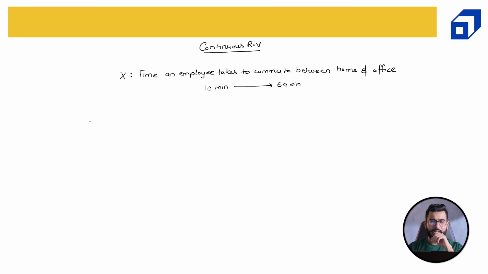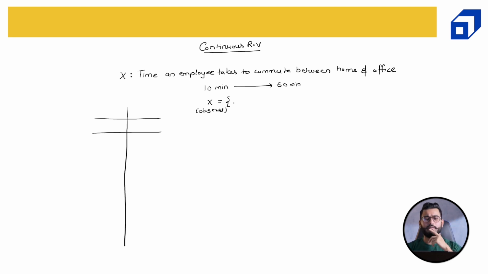Let's say we have observed this. So let's say I have taken one employee, or let's say I have taken myself, and every day I'm just noting down the number of minutes I took. So let's create a table, let's create a set over here. This is my observed set for x. So x observed. The observed set for x is, let's say, in the first day I took 11 minutes. Second day I took 32 minutes.